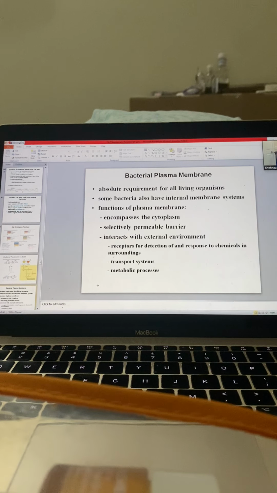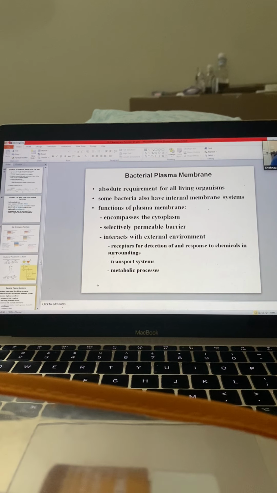Moving on to the plasma membrane of bacteria now. Of course, this is an absolute requirement for all living organisms. Some bacteria, we have discovered, not only have plasma membranes, but also an internal membrane system found inside the cytoplasm or spanning the cytoplasm. In the past we used to say there is only one cytoplasmic membrane that encompasses the cell, and we had never seen internal membranes, but now we see them in a lot of photosynthetic bacteria. This will be demonstrated in the next few slides.